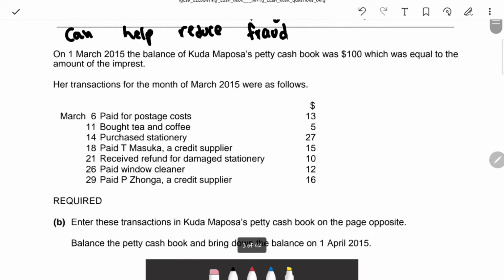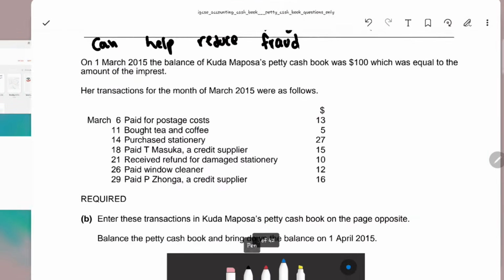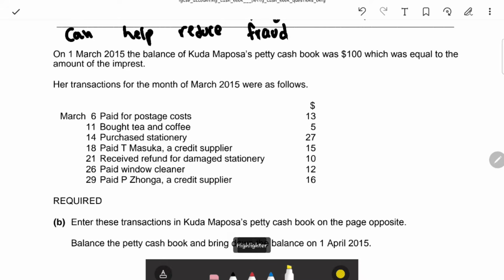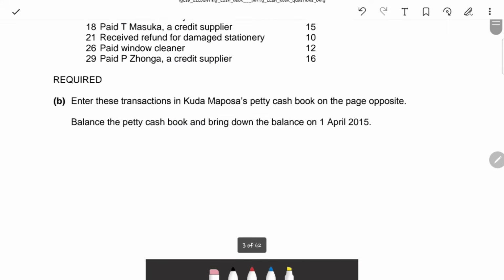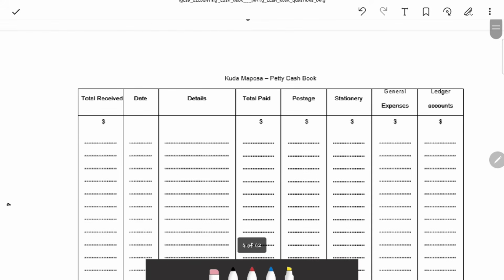So without further ado, now let's just post these accounts into the petty cash book. The first one, let's see, it's saying on 1st March 2015, it's telling us the balance of Kuda Mposa's petty cash book is $100. So basically we're going to start from there. We have to bring down that balance, because of course for any imprest system you have to bring down the balance.